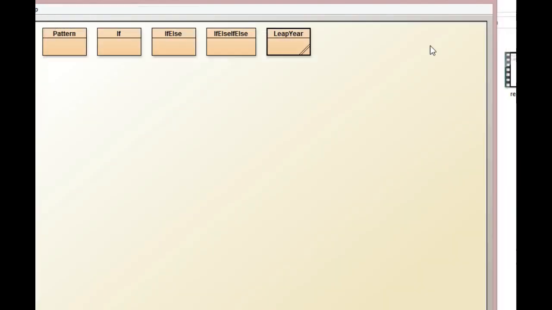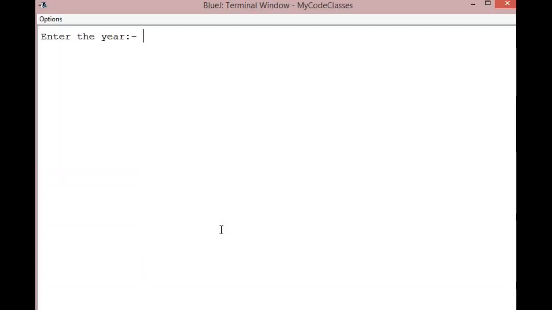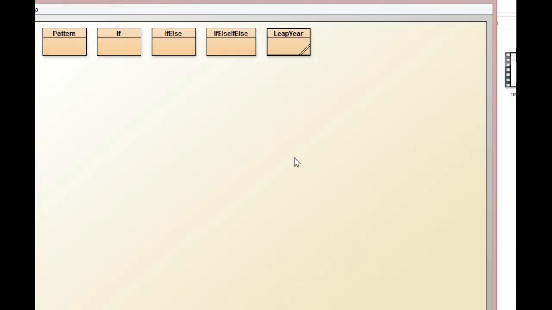Once more, let me check whether the year 1700 was a leap year or not. No, it was not a leap year. So whatever we have discussed and whatever we have written, the program is working on the same platform.